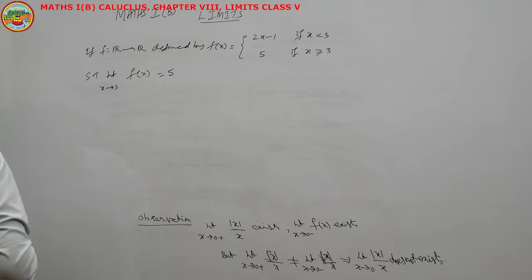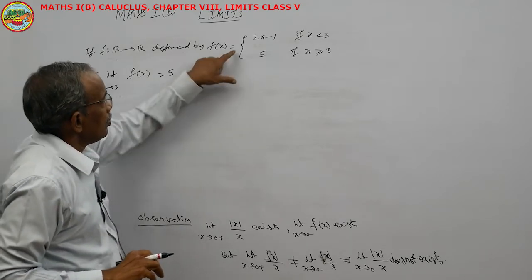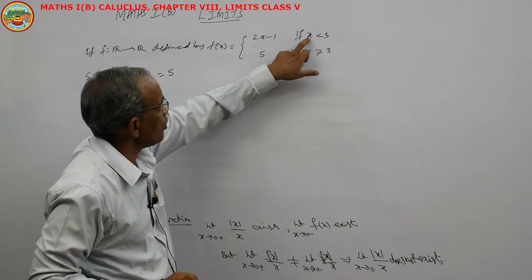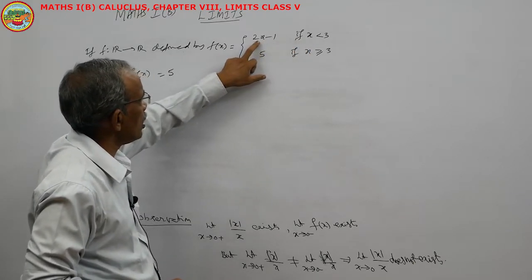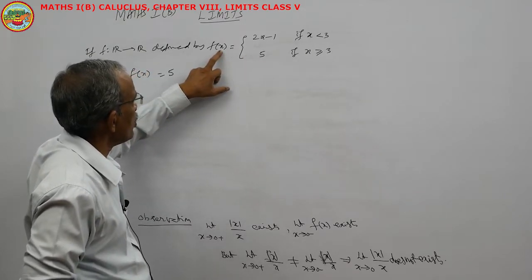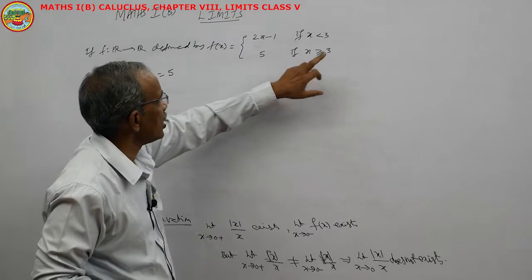Here the function is defined piecewise. If x less than 3, it is defined as 2x minus 1. If x greater than or equal to 3, f of x is defined as 5.